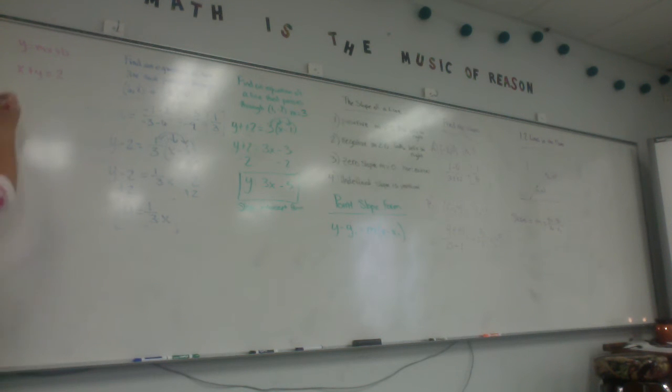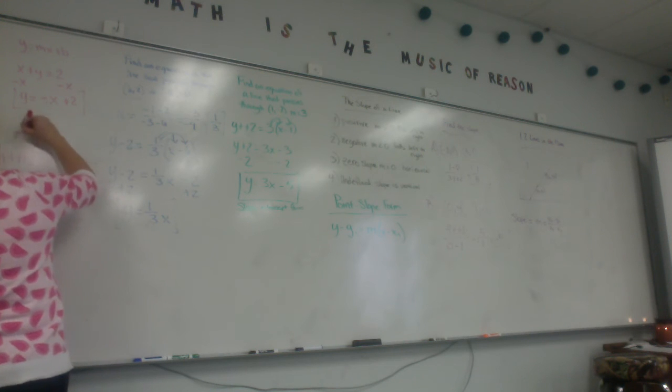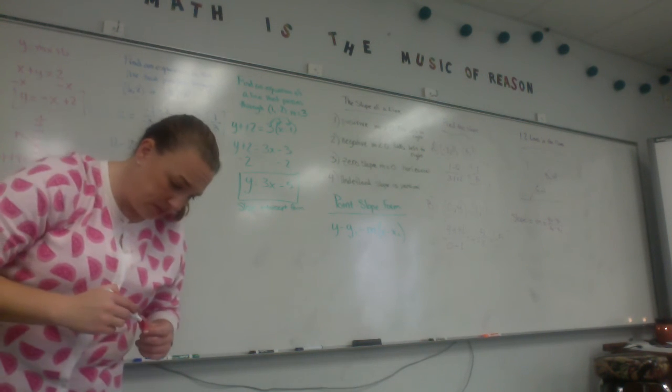Y equals mx plus b, so I have to subtract x from both sides, good. And I get y equals negative x plus 2. This is in y equals mx plus b form. How do I sketch this graph? Where is my starting point? 2. I go to 2. What is my slope? Negative x. So down 1 over 1. Here's the sketch of my graph. So you're going to have to be able to sketch graphs as well.